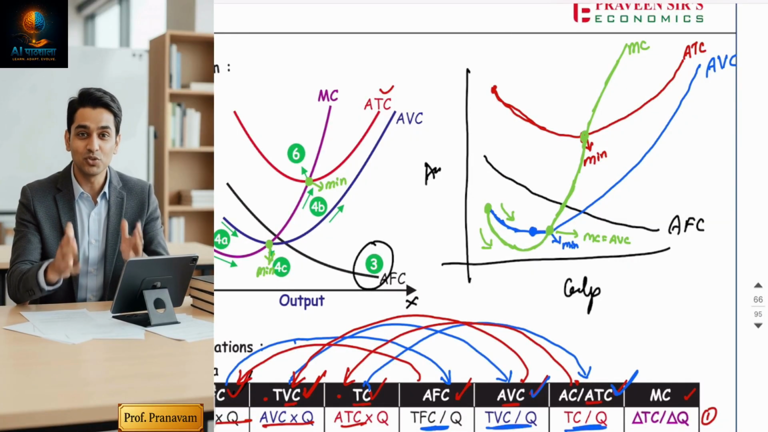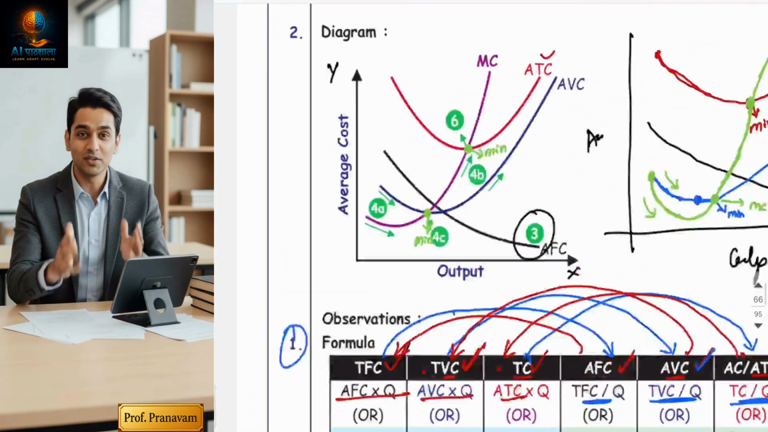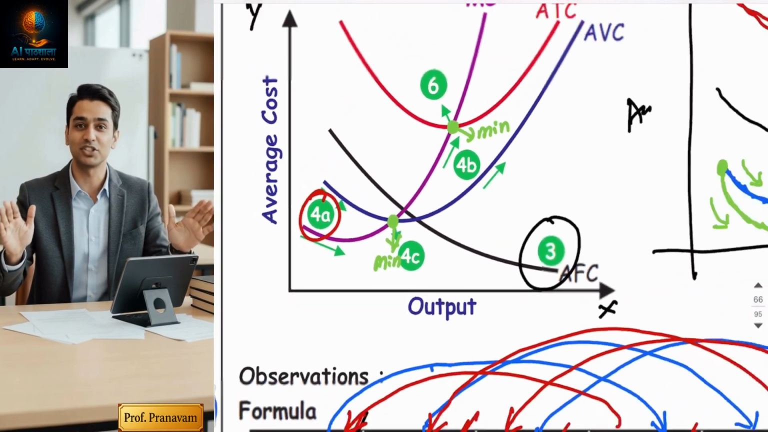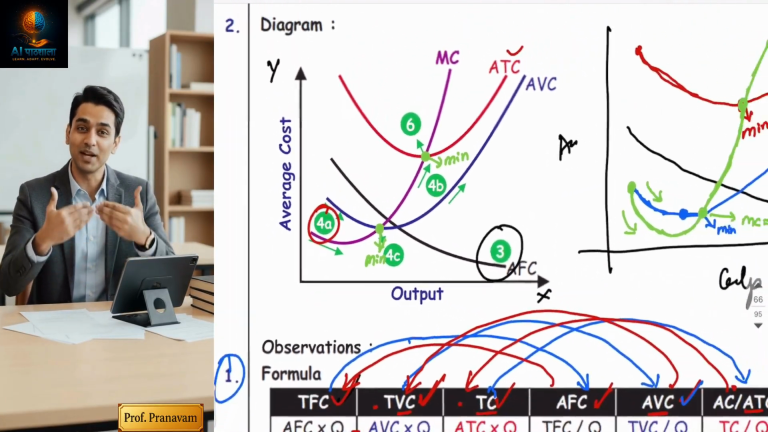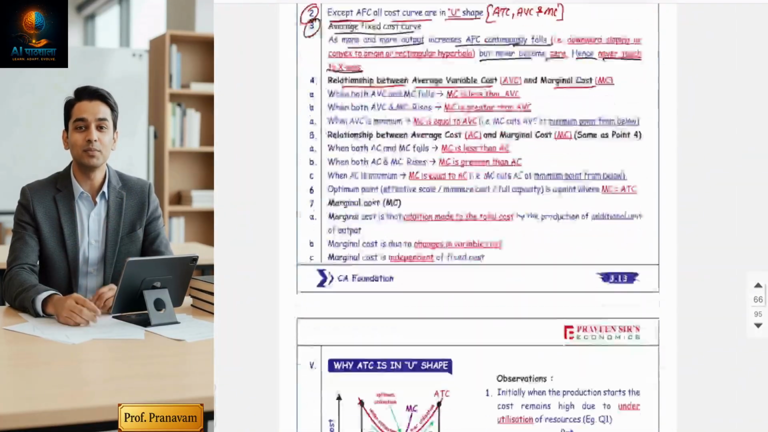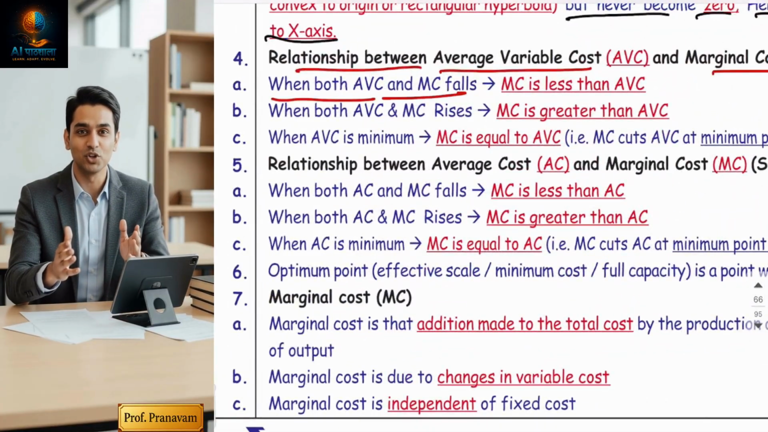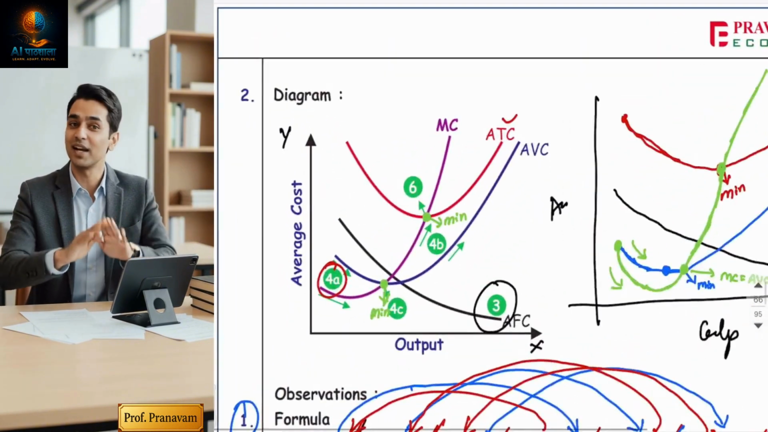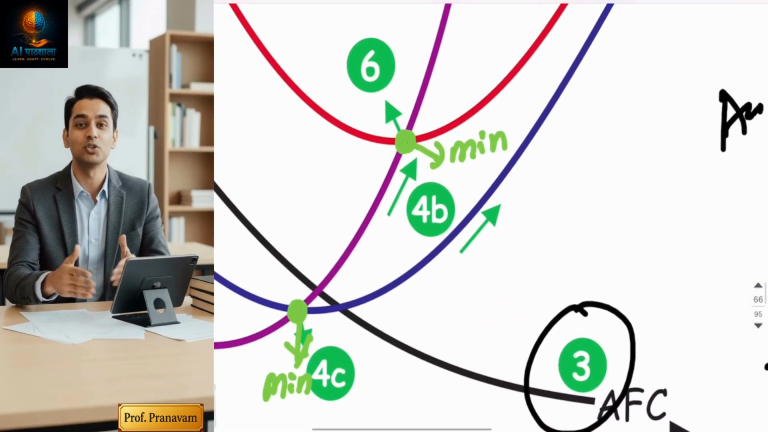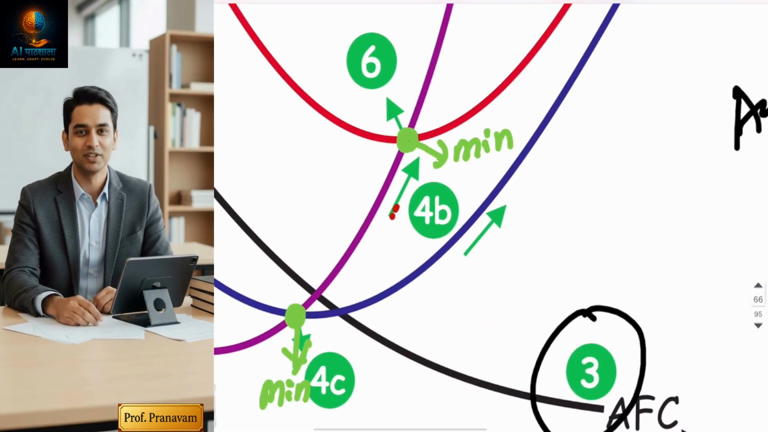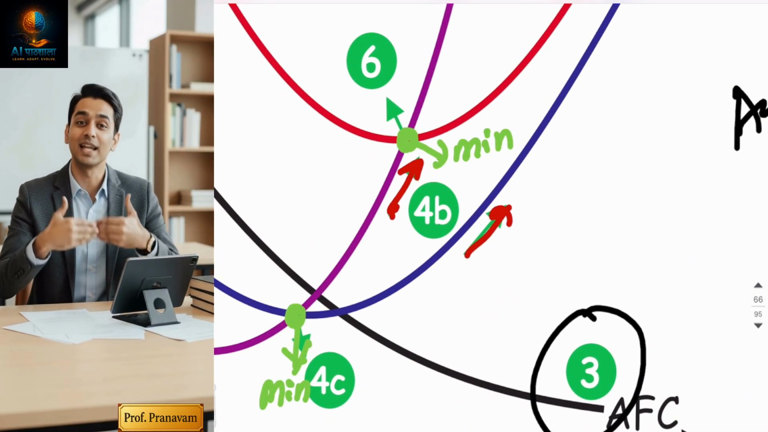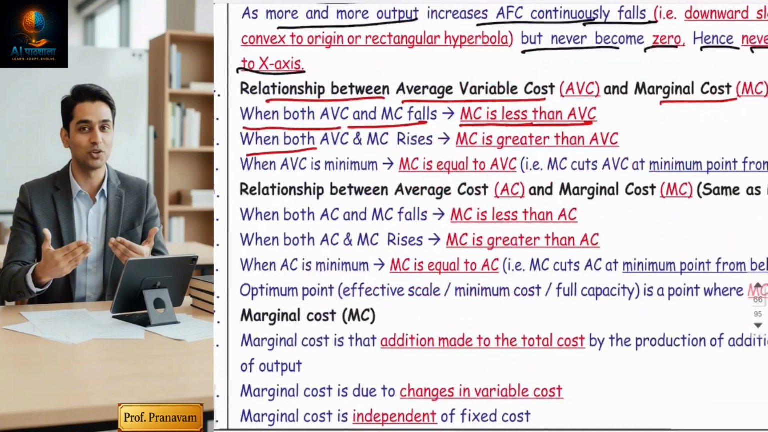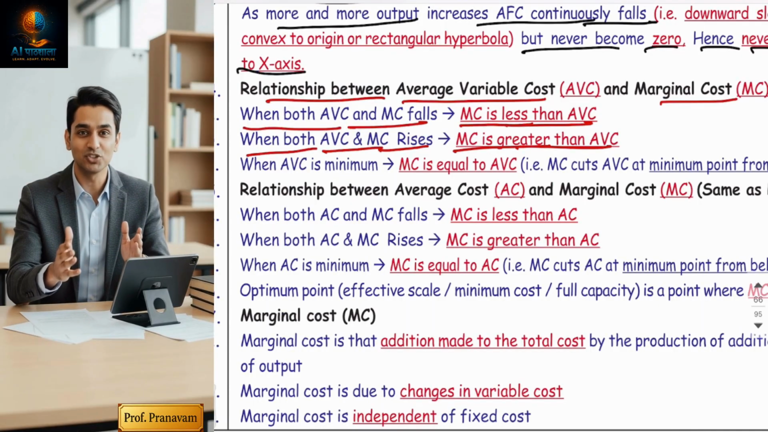When MC and AVC both are falling, see over here. Both are falling. My 4A point. Now, which curve is lower? Marginal cost. So your conclusion is when both AVC and MC curves fall, MC is less than AVC. Next, when AVC and MC both are rising, see 4B point. Both are rising. Are you getting my point? Which curve is at the upper part? Marginal cost curve. So marginal cost will be greater. When both AVC and MC rise, MC is greater than AVC.